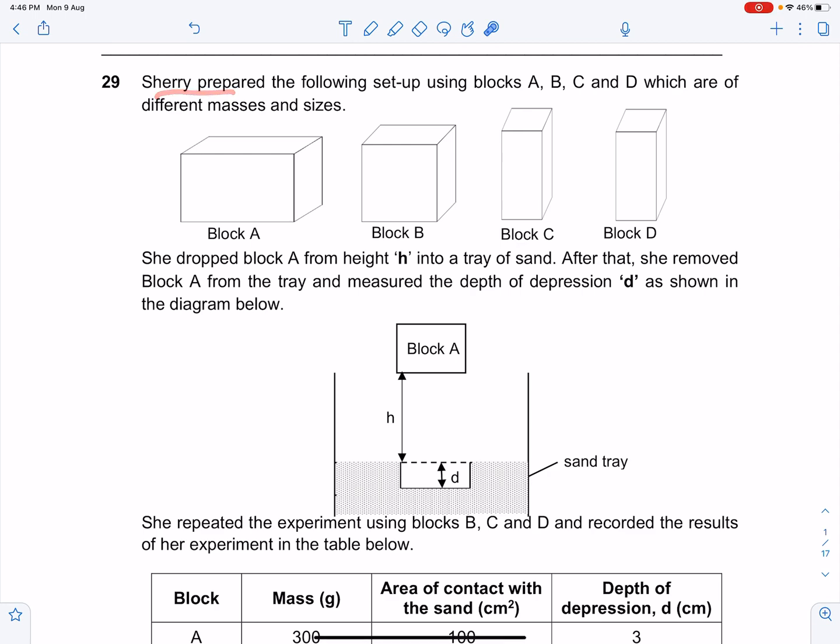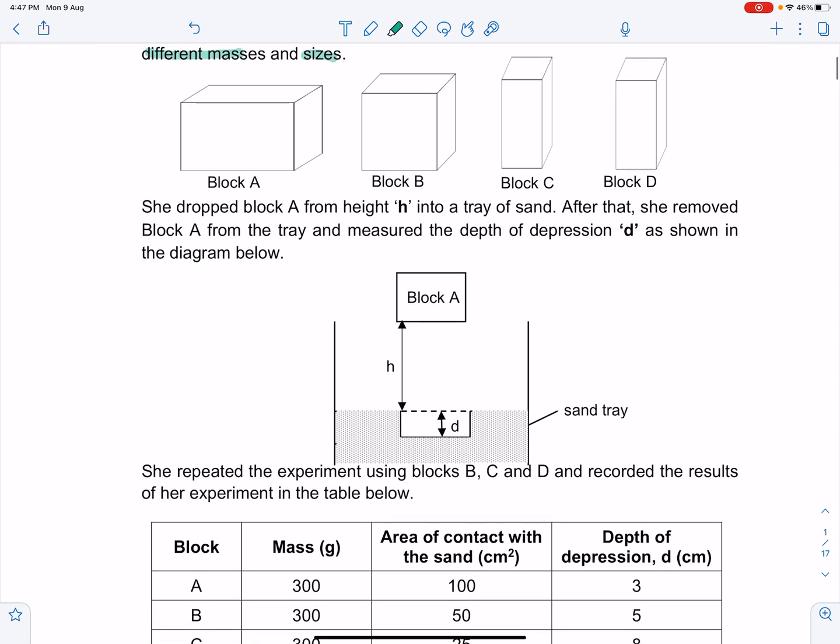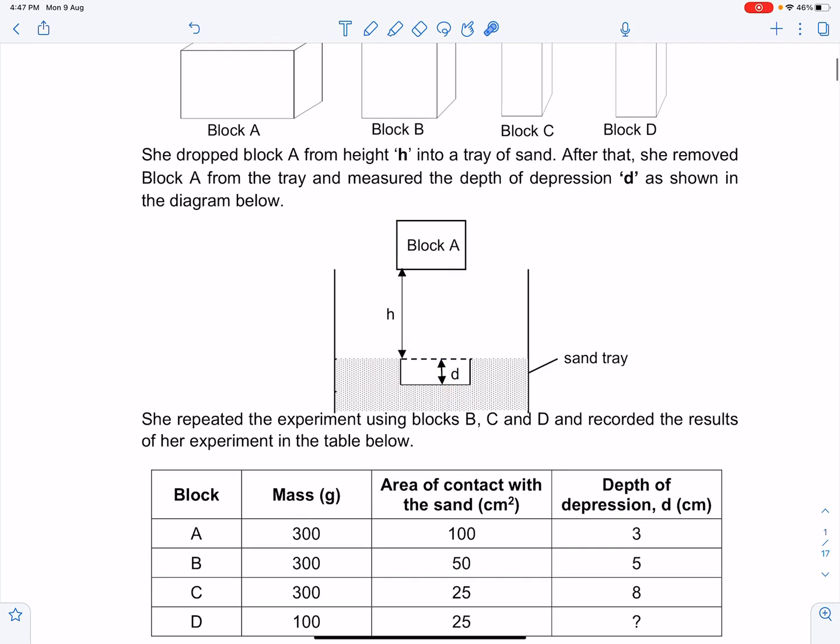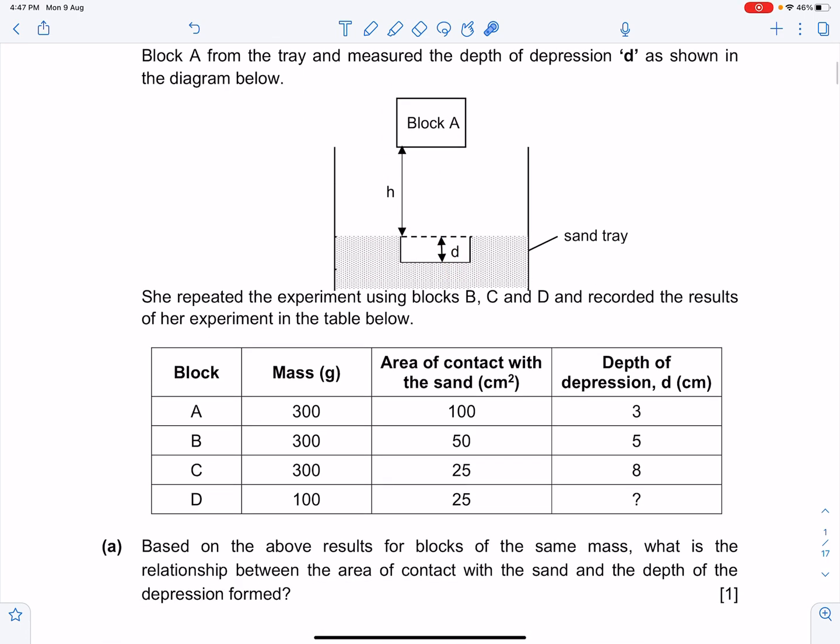Sherry prepared the following setup using blocks A, B, C, and D, which are of different masses and sizes. She dropped A from height H into a tray of sand, after which she removed block A and measured the depth of the depression in the sand as shown in the diagram below. So after dropping block A, this is the depression they are talking about. She repeated the experiment using blocks A, B, C, and D and recorded the results of her experiment in the table below.